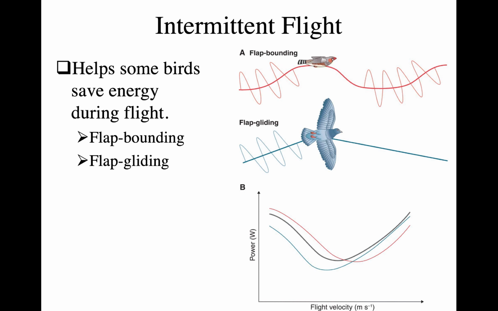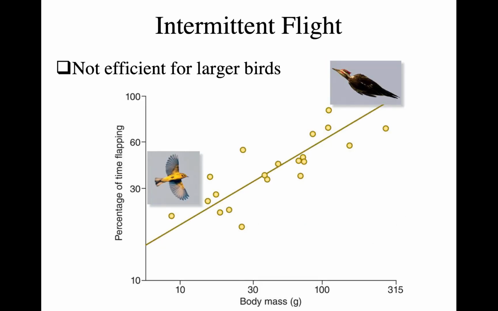Flap gliding is a little bit the same thing, but it's more long term, flapping for a long period of time to get elevation and then gliding for a longer period of time, and it's not quite as curvy looking. But the purpose of this, particularly at the medium flight velocities, is to minimize the amount of power used. But this doesn't work for all birds.